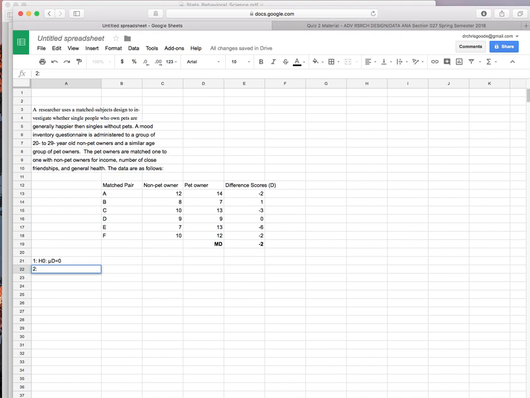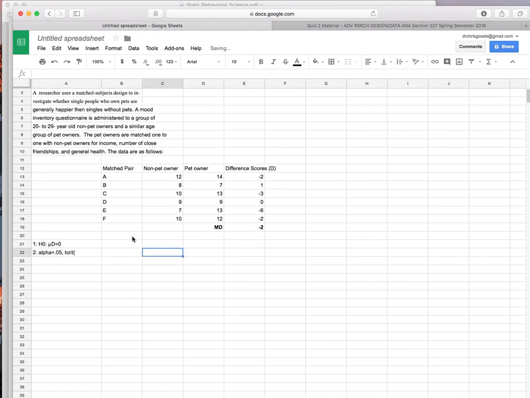The next step is to set your alpha, and in this case alpha, just like usual, is 0.05. We need to look up our t-crit, but in order to do that, we need to find what our degrees of freedom are. So I'm just going to do that over here. We'll use n and degrees of freedom, and we'll compute those using Excel. N is just the count of all of your difference scores, and degrees of freedom is just the number of difference scores you have minus 1.